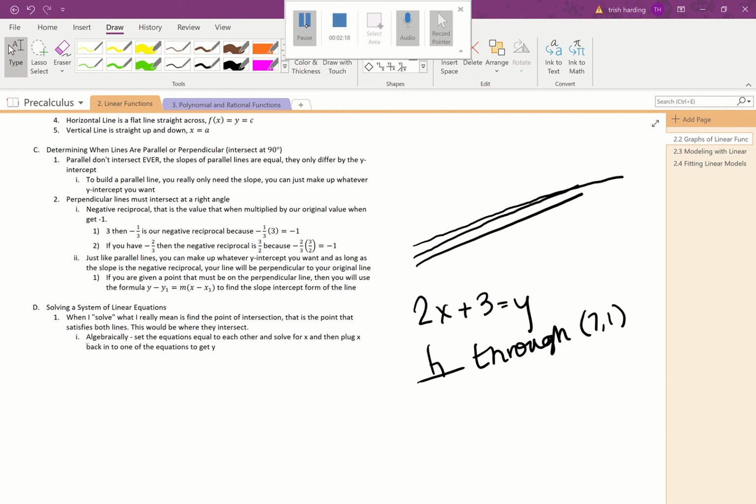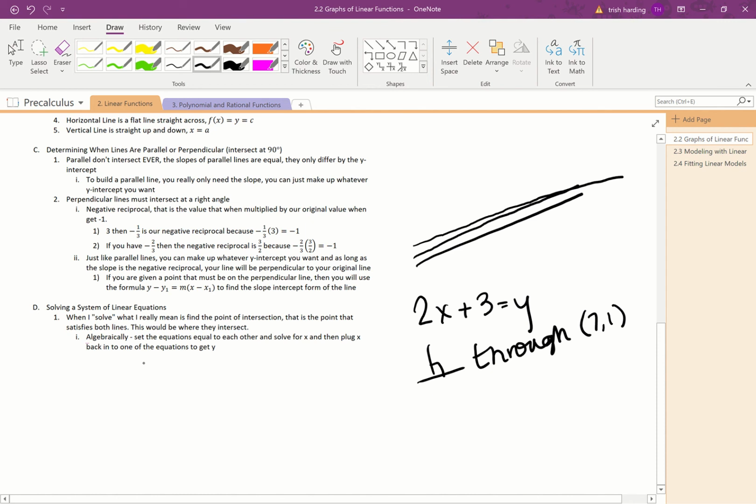So that would mean, if I were to give you y equals 2x plus 3, and then y equals half x minus 1. Now, in order to solve these, so to find the point of intersection, I'll just set them equal to each other.